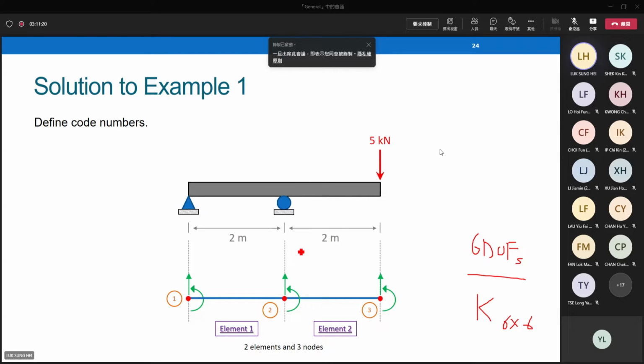The next question is how to assign number 1. Where should we start to assign our code number? Number 1, number 2, and so on. In the solution, I try to follow the textbook method at the beginning. Textbook suggests us to assign code numbers starting from the positions with unknown displacement. So the next part is where we have unknown displacement. We have 6 arrows, 1, 2, 3, 4, 5, 6.